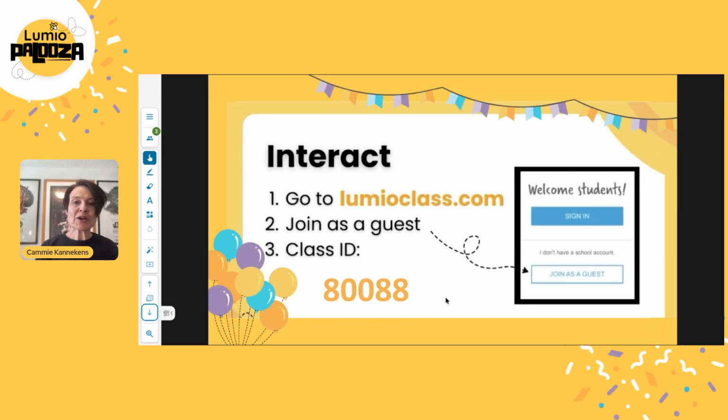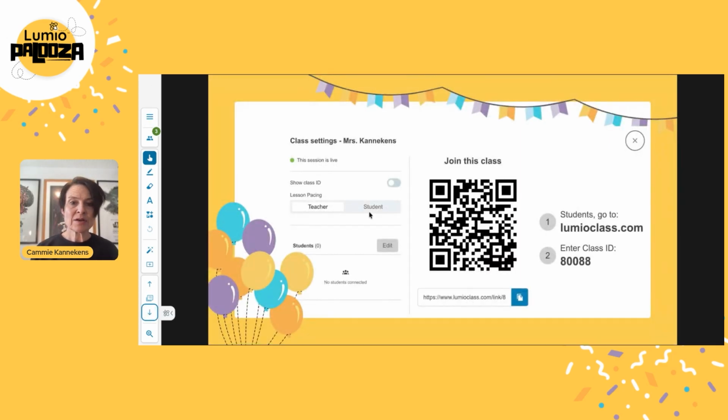So here you go. What you're going to do is if you go to lumioclass.com, you're going to get to the Lumio sign-in page. Now, even if you have your own Lumio account, I recommend today that you just click join as guest. And when you do that, you will enter the code 80088. We're going to just give you a moment to do that. Now I'm going to show you in the back end here what it looks like.